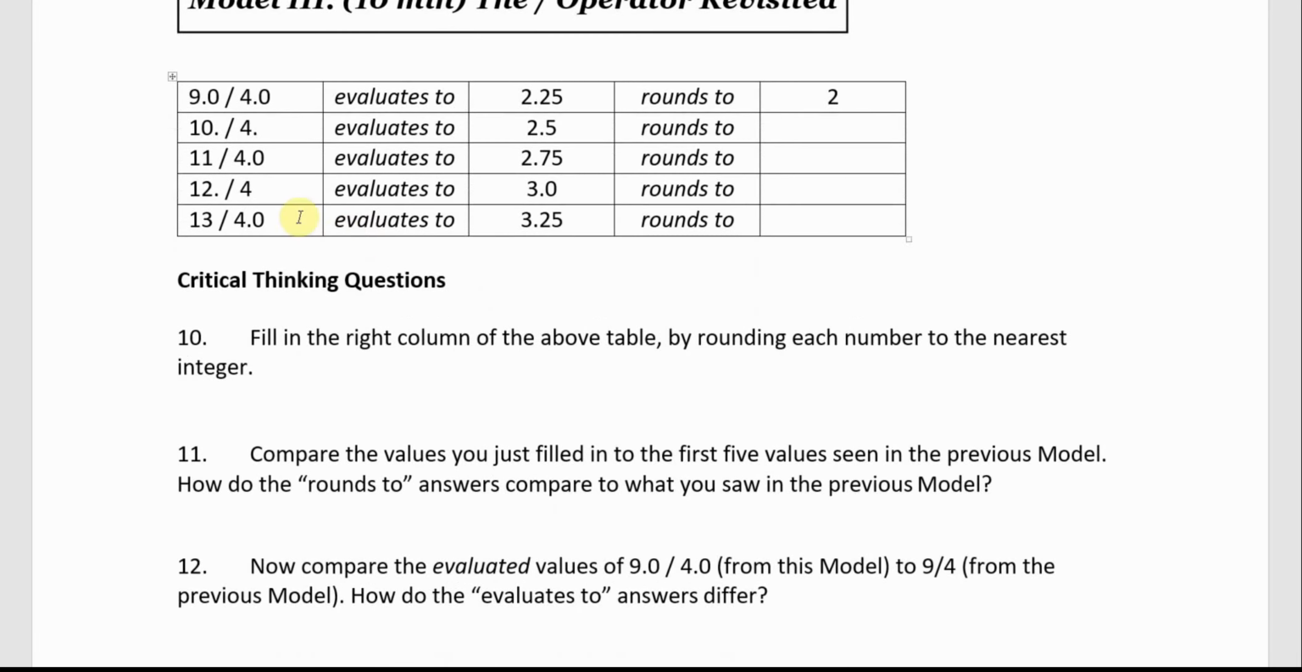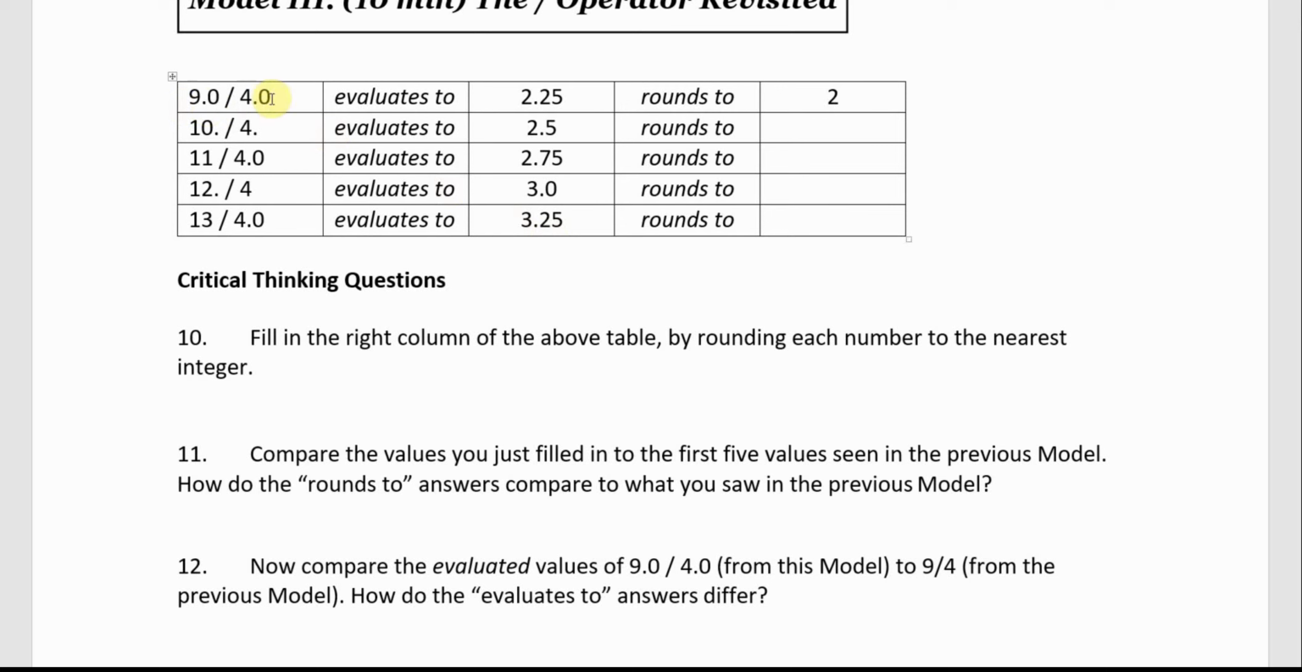In Model 3, you have expressions. These are expressions over here on the left. And they have at least one decimal point in each expression. Because they have at least one decimal point in the expression, we use the part to the right of the decimal in the answer. If it has a decimal point anywhere in the expression, then we include in the answer the part that's to the right of the decimal.